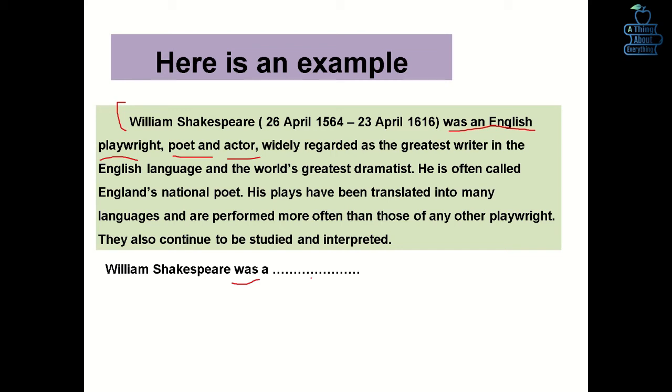So we have choices. We will see which one is correct. You can say that he was a poet, not a teacher. They didn't mention that he was a teacher, not a farmer, not a doctor. So the correct answer is poet. That's it in the text, and this is the correct answer. So this is an explicit question.